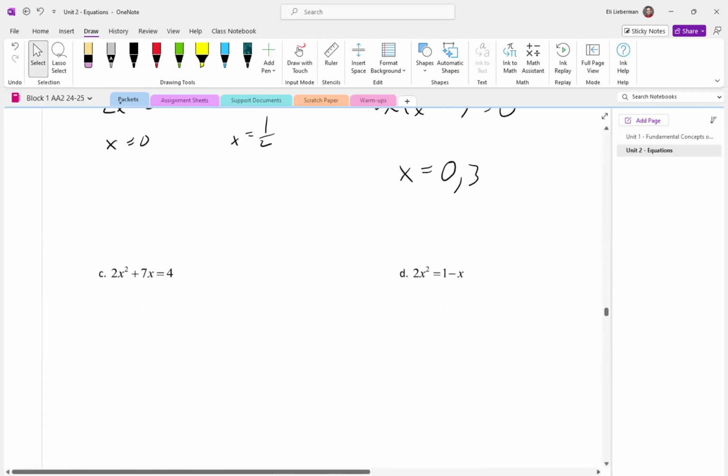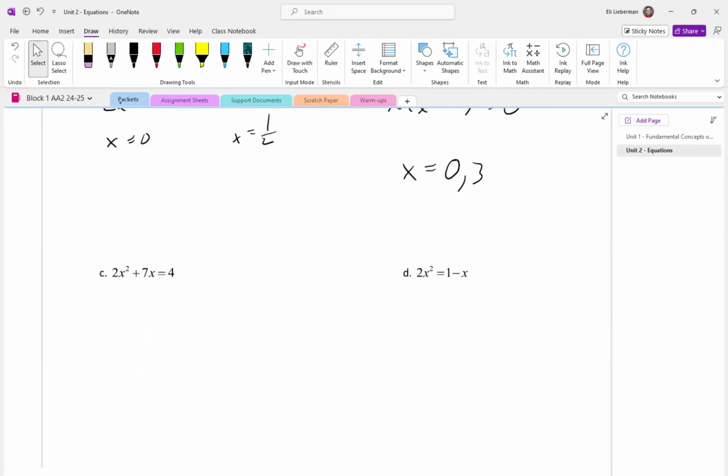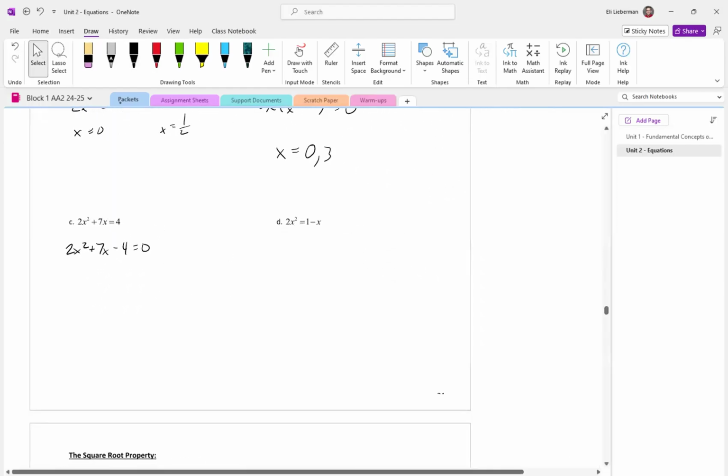For C, what should I do first? Why would we want to set it equal to 0? So we could use ZPP. Exactly. We like that 0 for quadratics. Once you finish C and D.